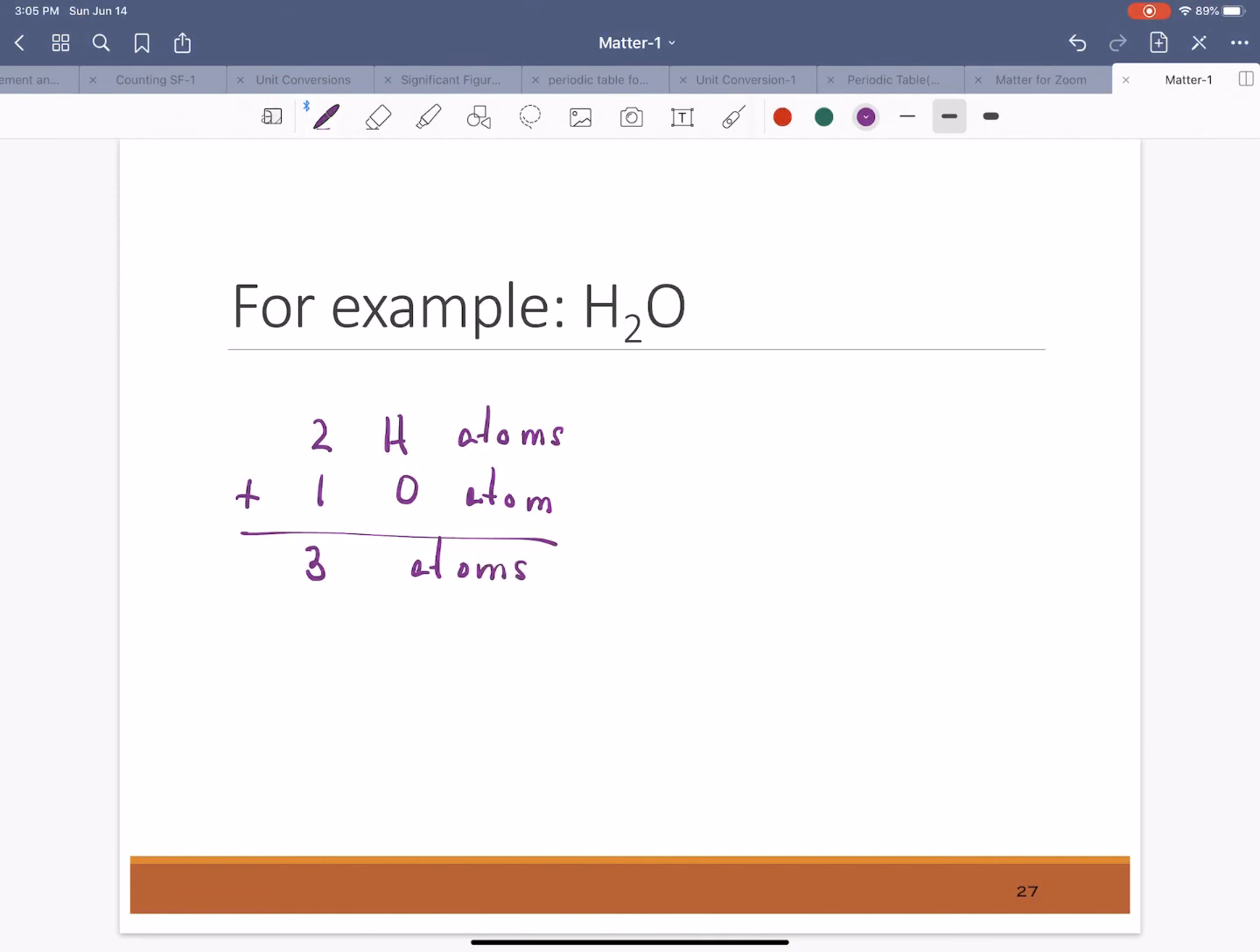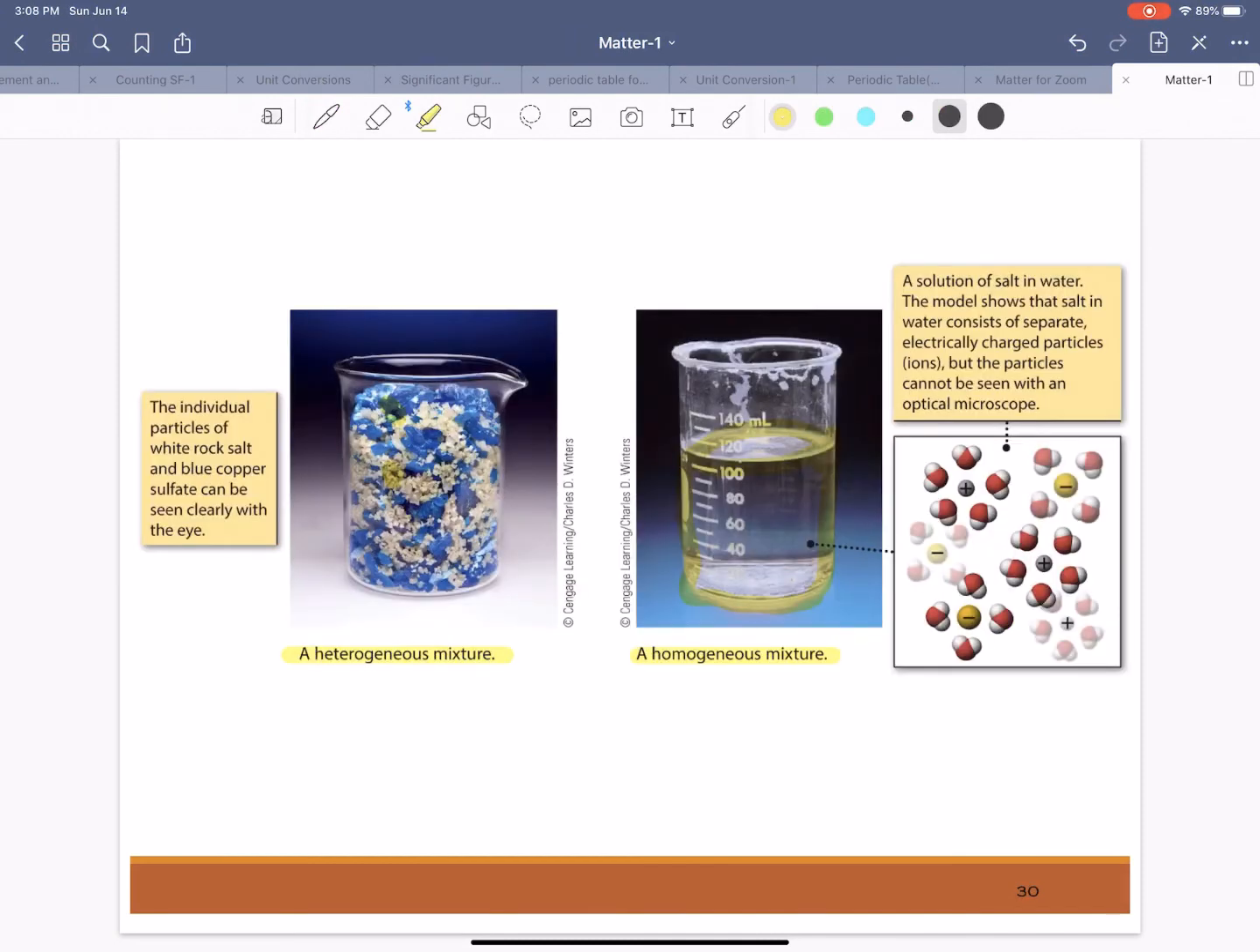So there are 3 atoms in every molecule of water. But if I know that there's more than just water in there, so we're told it's a solution of salt and water, the model shows that the salt and water consists of separate electrically charged particles, negative and positive, surrounded by water. So the particles cannot be seen. We can't, even with a microscope, see that there's particles in there.